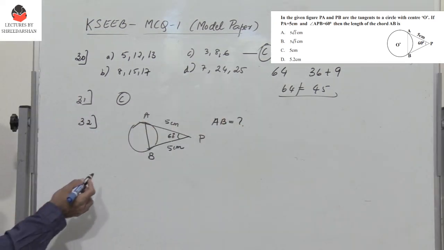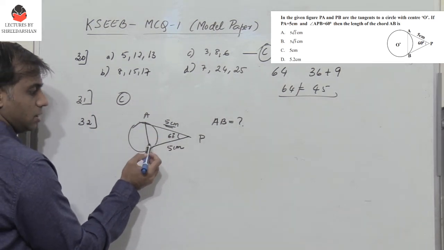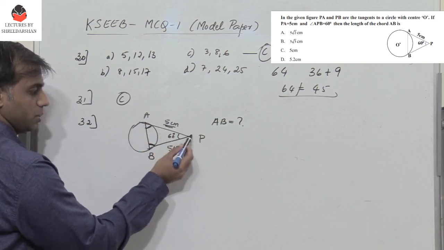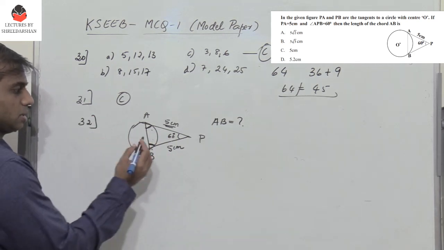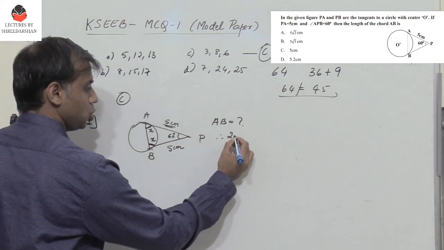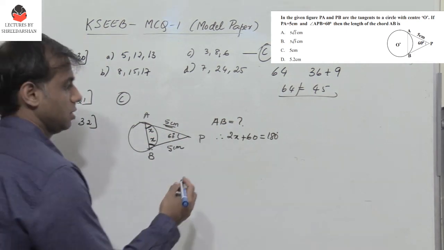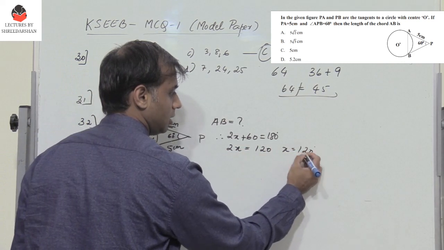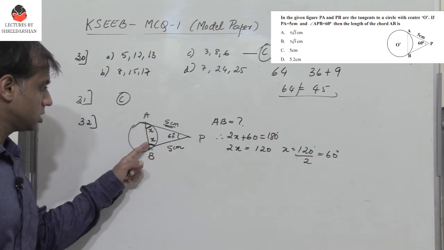Now we know that the sum of all the angles of a triangle is 180 degrees. And this angle B is opposite AP, which is 5, and this angle A is opposite PB, which is also 5. So therefore these 2 angles are equal, isn't it? So let me call this as X. This also will be X. Hence 2x plus 60 is equal to 180 degrees. So what is X? So 2x is equal to 120. X is equal to 120 degrees by 2, which is equal to 60 degrees. So this is also 60, this is also 60.